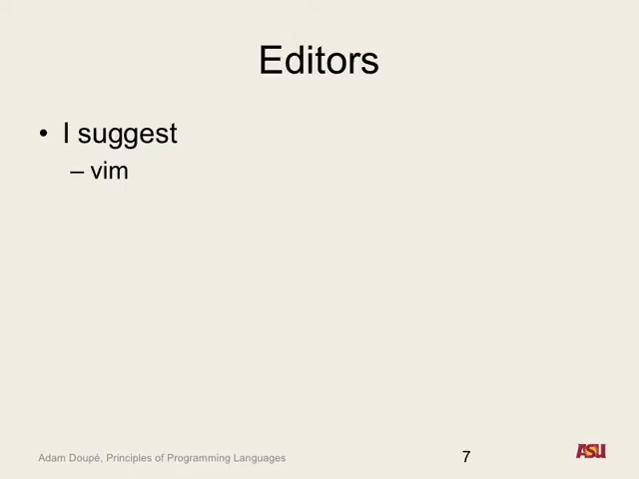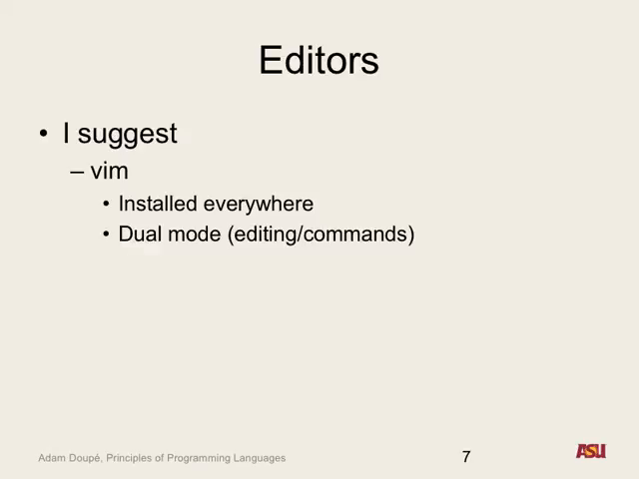So I'm going to suggest two old school choices. One of them was already said, Vim. The beauty of Vim is that it's installed everywhere. There's tons of resources, but it has a dual mode so that you can switch between editing and writing text or composing text. And Emacs.